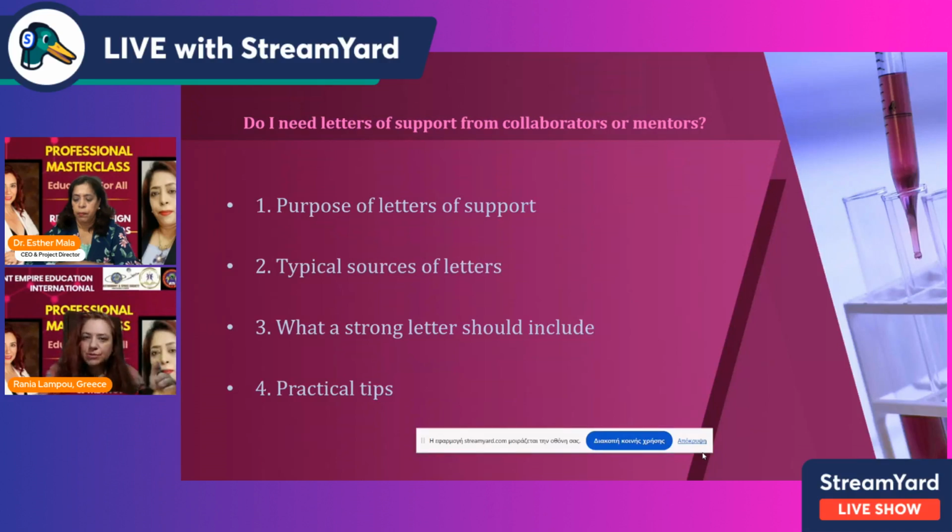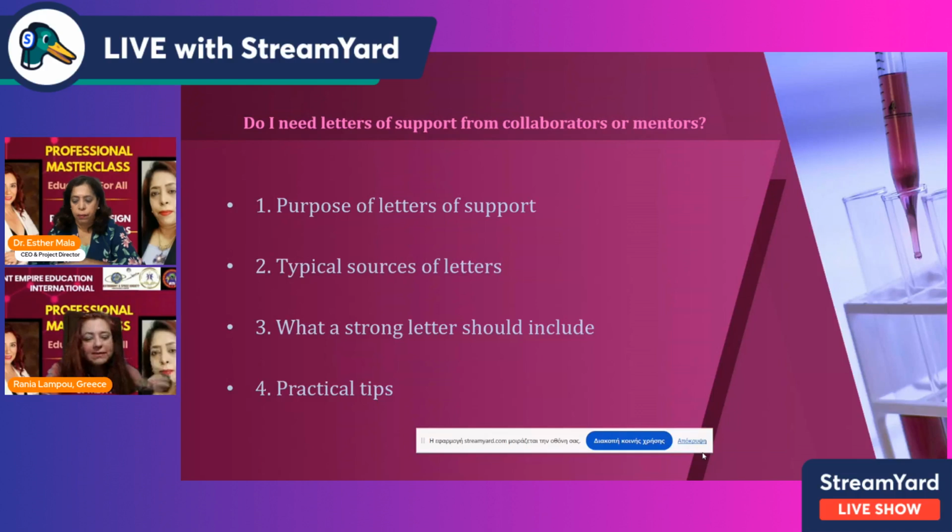What should a strong letter include? First, description of the relationship with the applicant. Second, specific contributions to the project, expertise, data access, mentoring, or resources. Third, confirmation of commitment and availability for the project duration. And fourth, endorsement of the project's importance and feasibility.